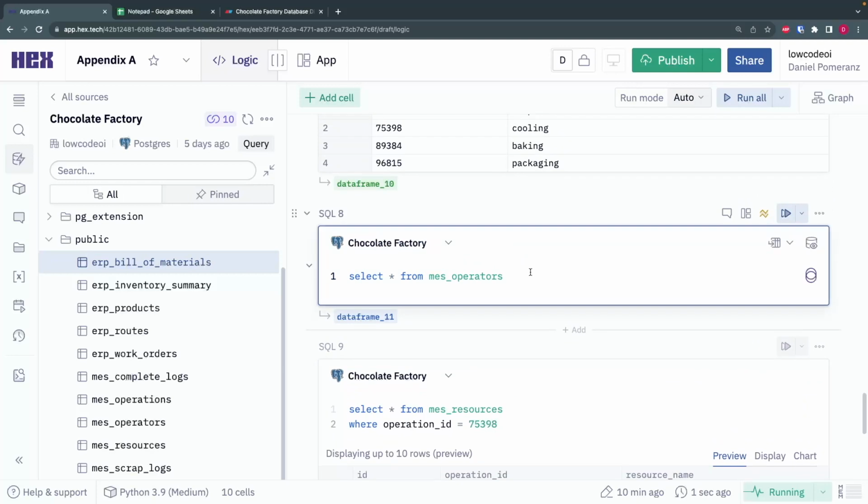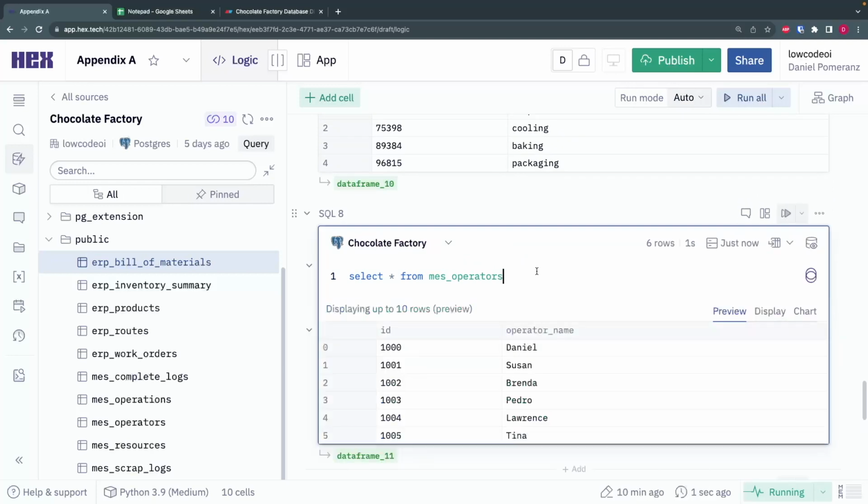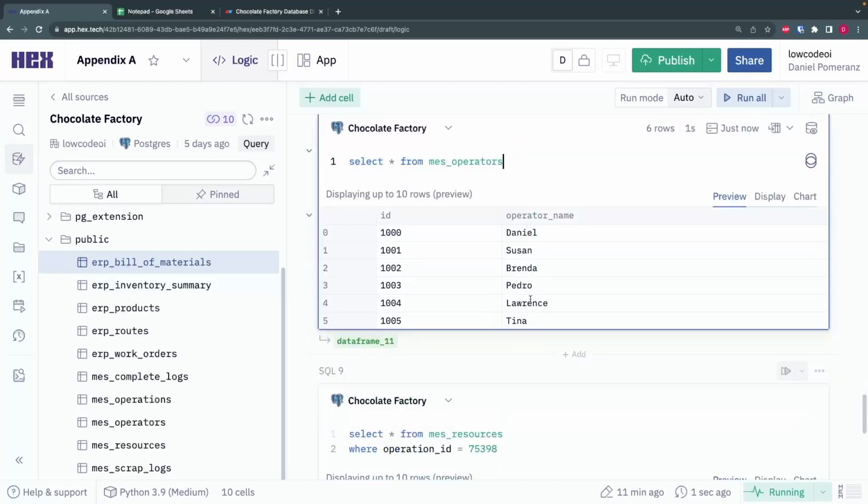Okay. Bouncing back, just operators real quick. Very simple table. This might have more information in a real MES, but for this example, it's a way to look up names of who processed a work order.